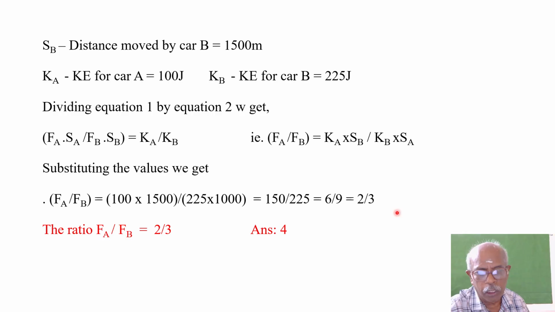So 6 by 9 is 2 by 3. So the ratio Fa by Fb is equal to 2 divided by 3. Option 4 is the right answer.